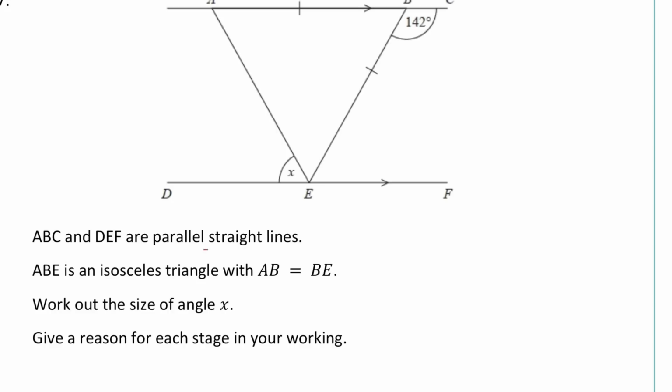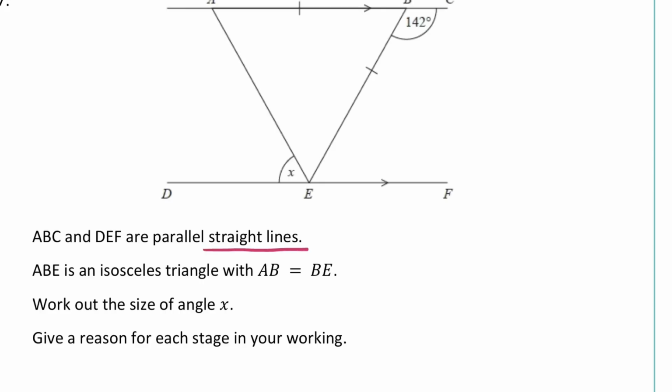We do need to know that these are straight lines, so that is helpful because unless they tell us that, we don't know if that from B to C up here, for example, is going off in a different direction. So we do because of that language. It says work out the size of angle X and give a reason for each stage of your working.